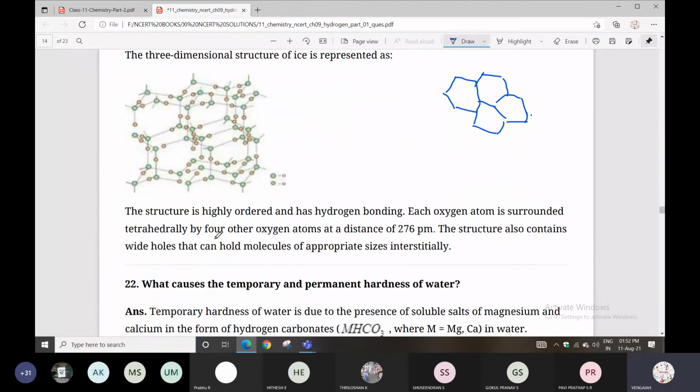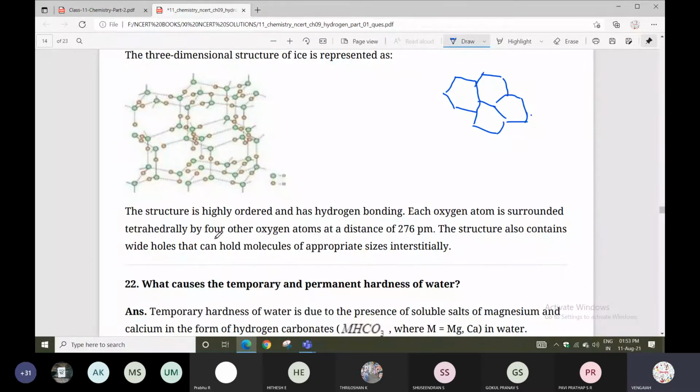The structure is highly ordered due to hydrogen bonding. Each oxygen atom is surrounded tetrahedrally by 4 other oxygen atoms. The bond length is given as 276 picometer. The structure also contains wide holes that can hold molecules of appropriate sizes, called interstitial.